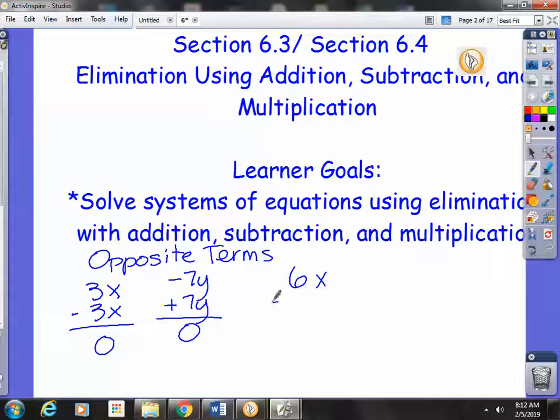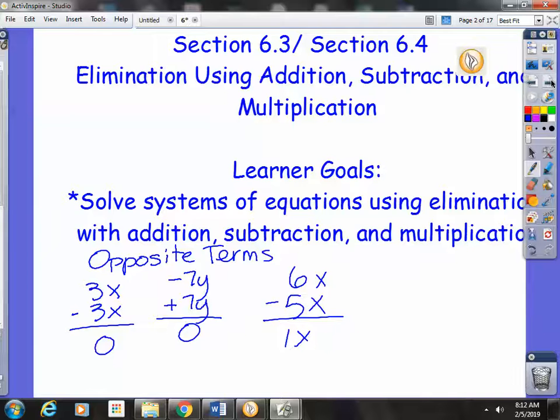If we have something like 6x and a negative 5x, are those opposite terms? No. When we add those together, we're going to get 1x and not 0. So they're not opposite terms. So if we don't have opposite terms, we'll need to make them opposite terms, and I'll show you how to do that in a bit.